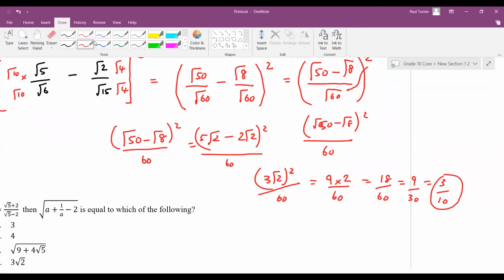So if you don't have a calculator, I mean, that's the way you would do it. Normally, a question like this, you just stick in your calculator, wouldn't you? But for your worksheet, you'll need to show some working like this to show you understand what's going on.